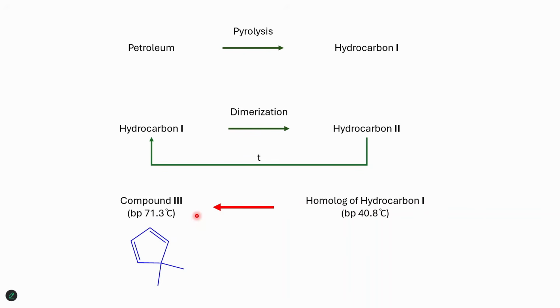Because the question asks us to find the structures of compounds 1 to 3 and A to J, and we found all the compounds in the previous slide except compound 3, which was the last compound of the synthesis, we didn't find the structures of compounds 1 and 2, and that's what we are going to do right now. The only information we have is that hydrocarbon 1 is a homologue of compound 3, it dimerizes to hydrocarbon 2, and we also know their boiling points.